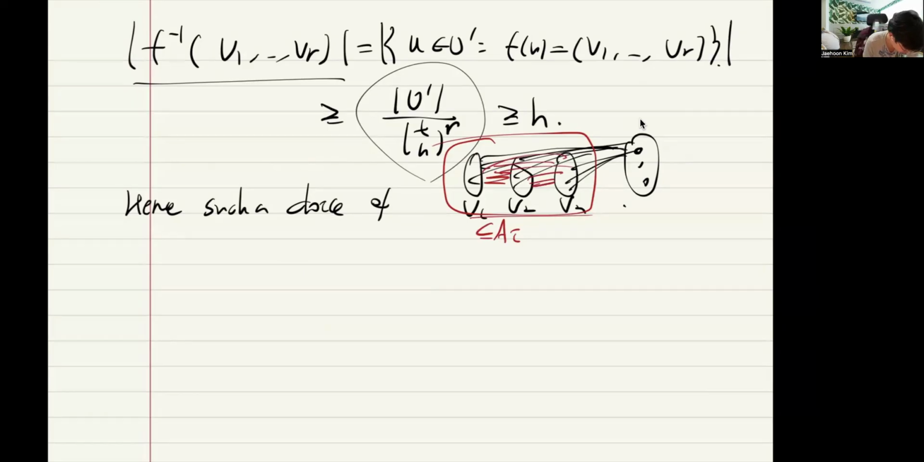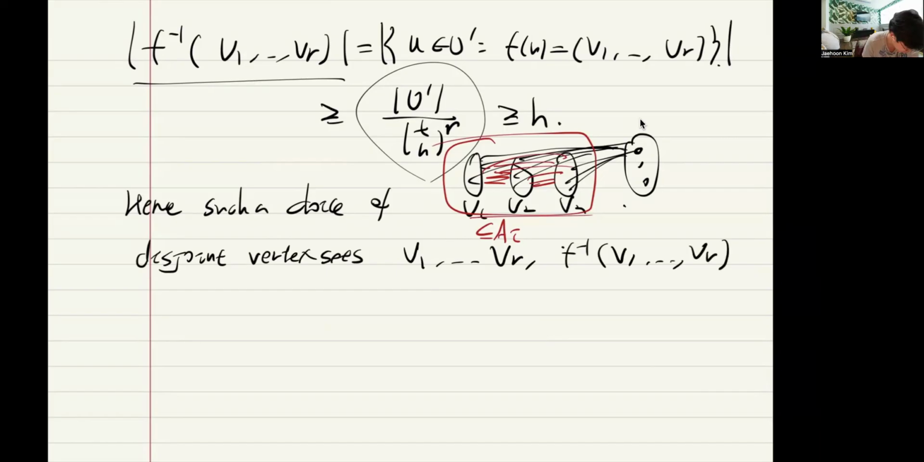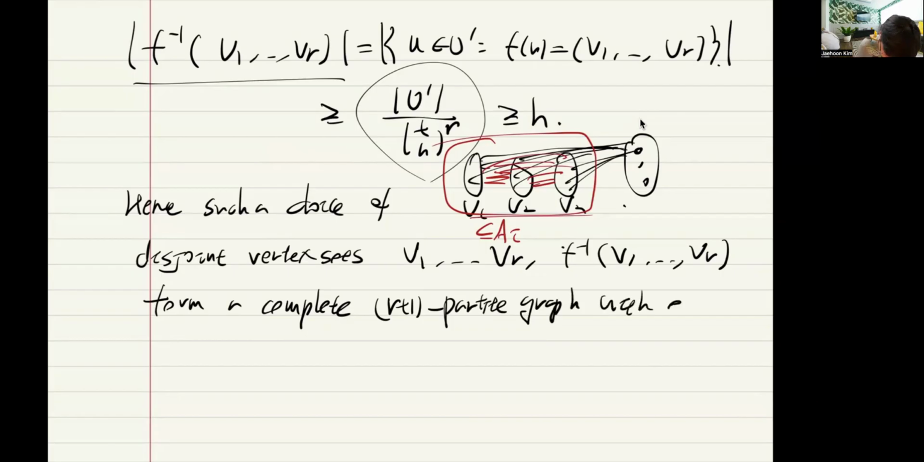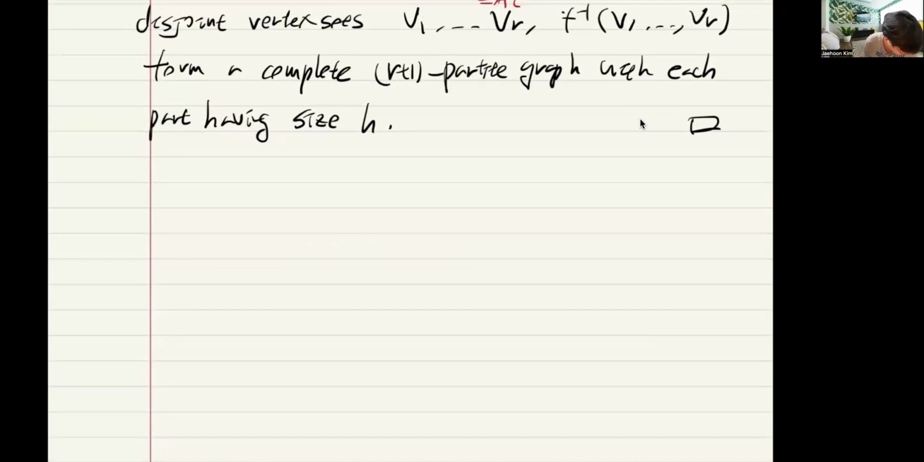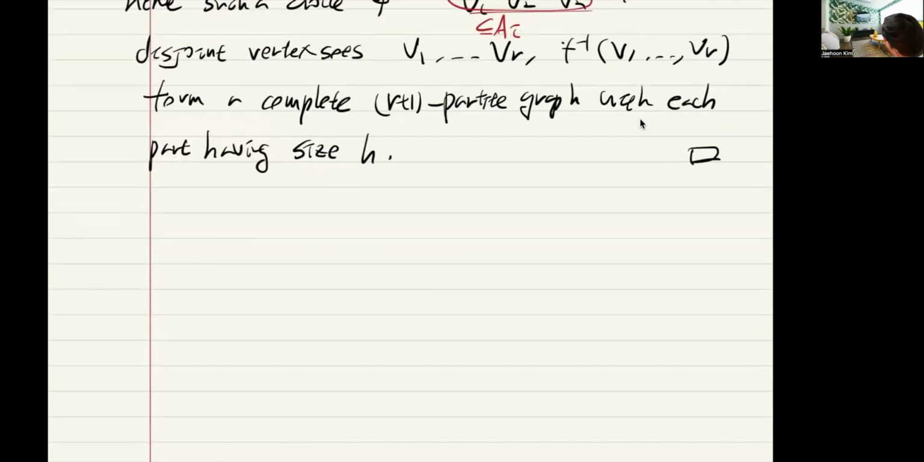So such a choice of disjoint vertex sets V1 to VR and F inverse of V1 to VR form a complete R plus 1 type graph, with each part having size H, and this proves the claim. So with this claim, we can prove the theorem, Erdos Stone Simonovits theorem.